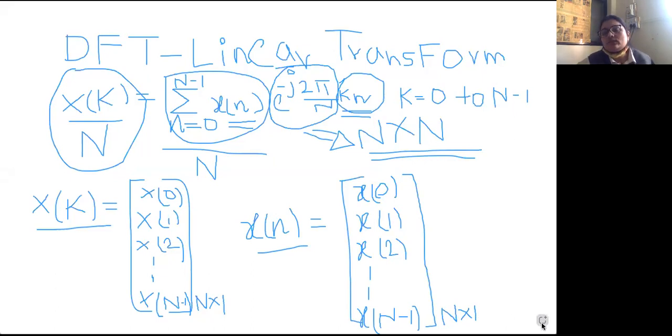Okay. Now we want to represent the exponential part. What is the exponential part in the formula? That is e raised to minus j 2 pi upon capital N into Kn. This is the exponential part, which is present in the equation.